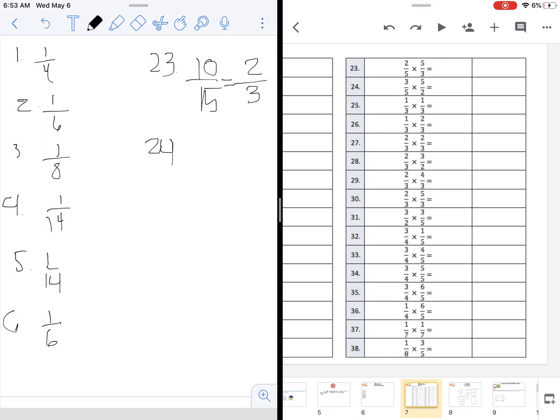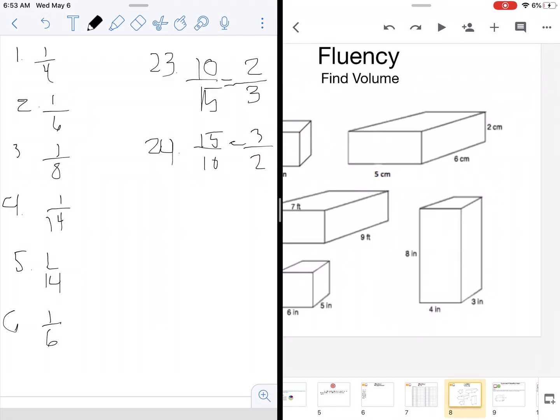24 would be 15/10, which simplifies to 3/2. So what I want you to do is solve all of these, and then I want you to try and simplify them. That is all for your fluency practice. Oh, no, it's not. You have one more fluency practice after that.